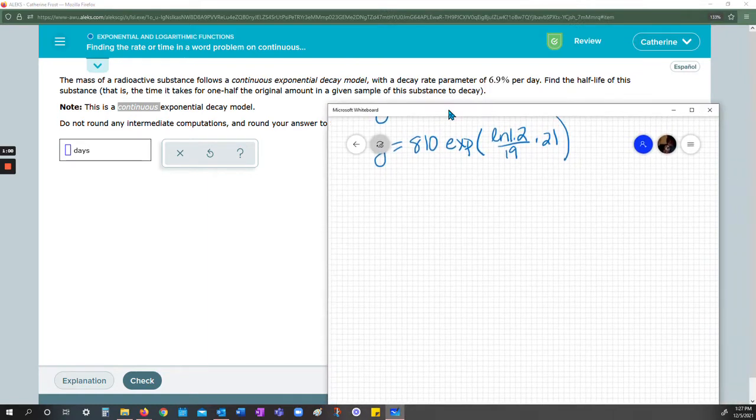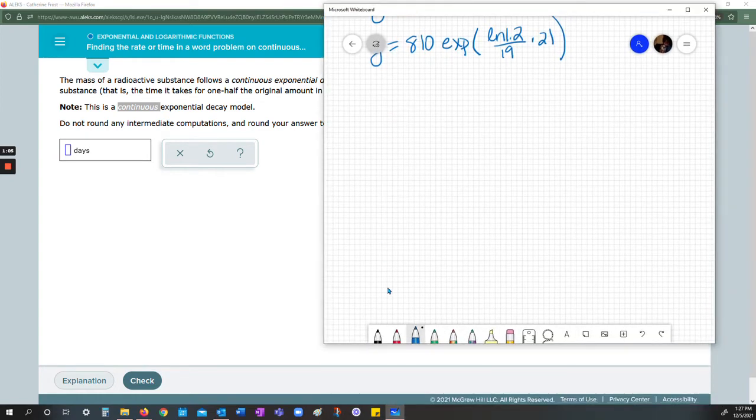So big thing with this whole word, continuous exponential. If it says continuous exponential growth or decay, then you can use this formula, A equals P e to the rT. A lot of times instead of an A, they use Y. Maybe the P is something different. We first encountered this way back in section 4.2 as the continuous compound interest formula, but it doesn't have to just apply to compound interest. It can apply to any continuous exponential model, growth or decay.